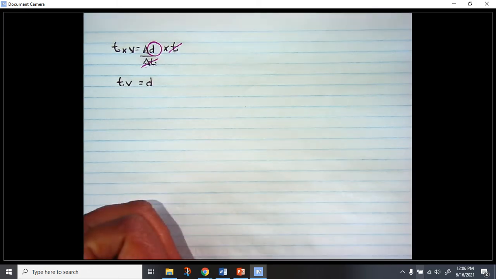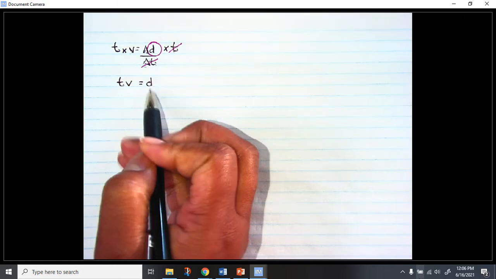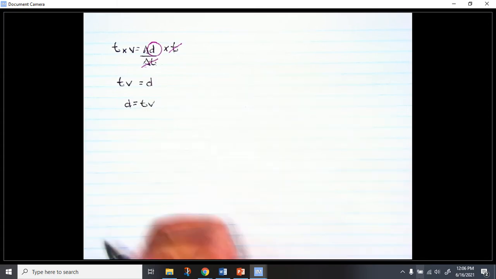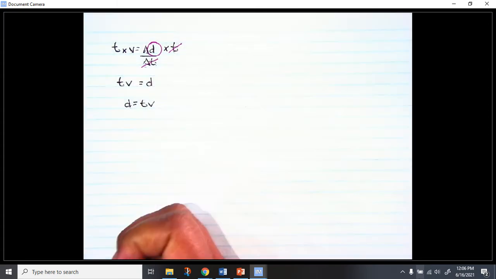And there's your formula. Now, I personally, when I'm solving, I like to solve to the right of my page. So a lot of times I'll rewrite it and go d is equal to t times v. So either way you have it, it's exactly the same.